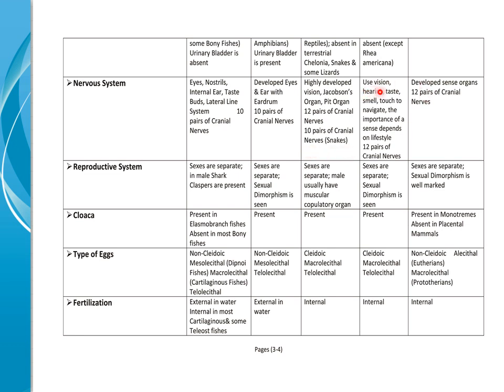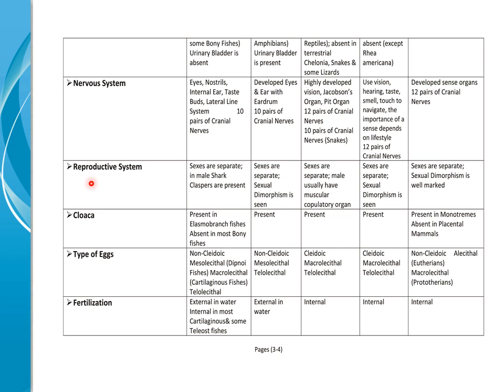In birds, they use vision, hearing, taste, smell and touch to navigate. So they make use of different senses to navigate. The importance of each sense in birds depends upon their lifestyle. 12 pairs of cranial nerves are seen in birds. Mammals have well developed sense organs. 12 pairs of cranial nerves are seen.